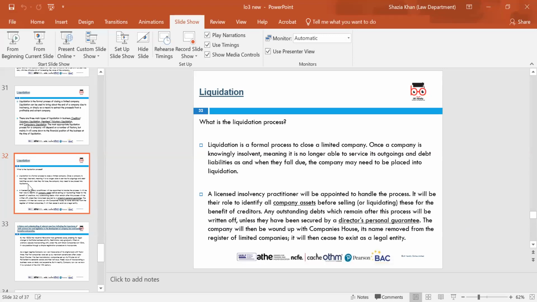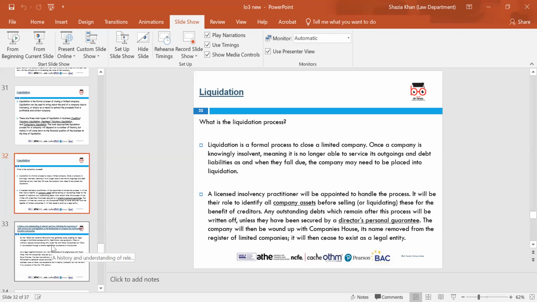I'm guessing it's the amount that he'll pay himself or he'll manage. Yes, yeah. It's personal assets, yeah. The company will then be wound up with Companies House. It's namely removed from the register of limited companies, and it will cease to exist as a legal entity.